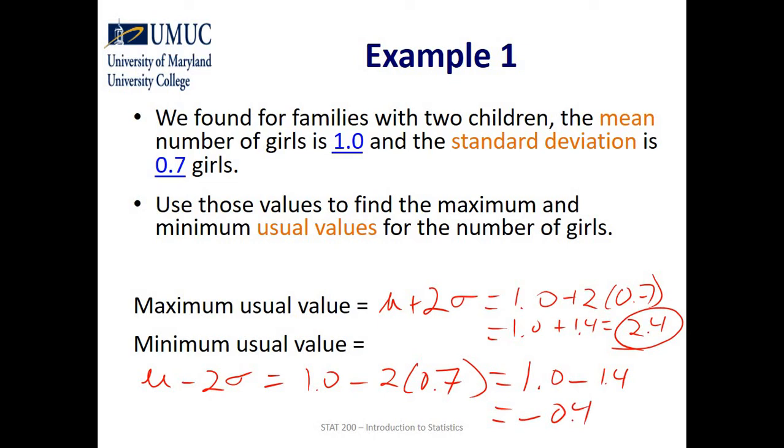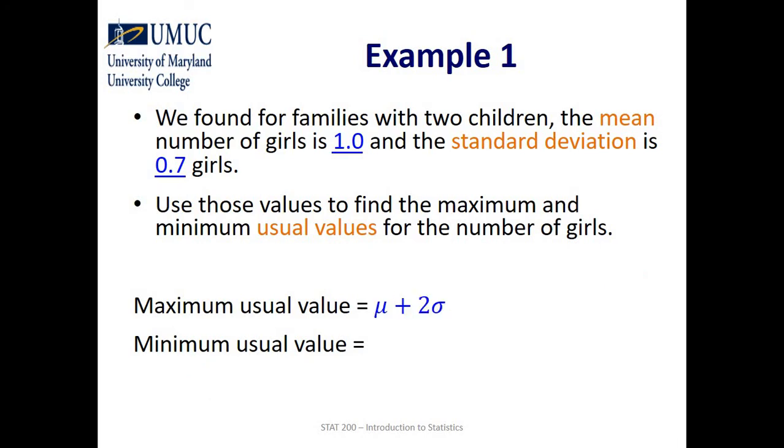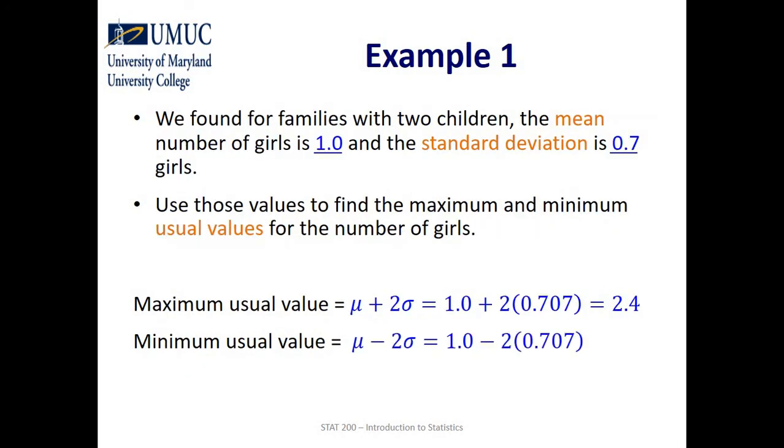Now, does it make sense to get a negative number here, or a number greater than our maximum value? Our numbers were 0, 1, or 2, and we have a range that's outside of both of those, negative 0.4 up to 2.4. Well, yeah, actually it does make sense. This is saying that any one of our 3 numbers, 0, 1, or 2, is normal for this probability distribution, and that's perfectly fine. So that's a little cleaner way to show you the maximum and minimum usual value.